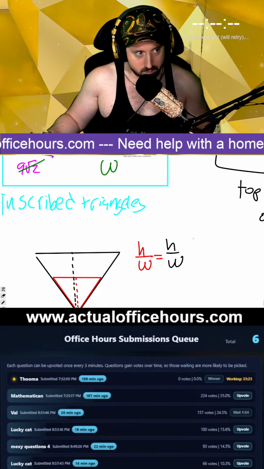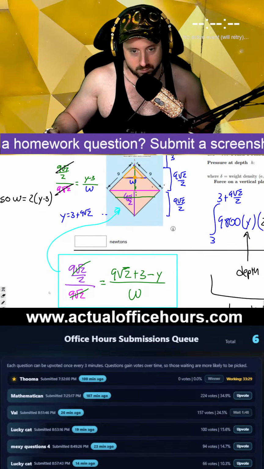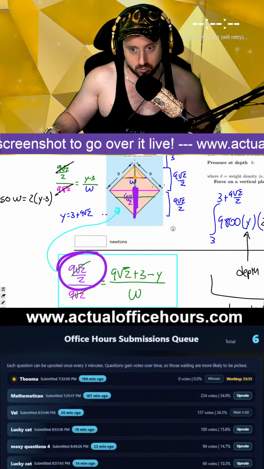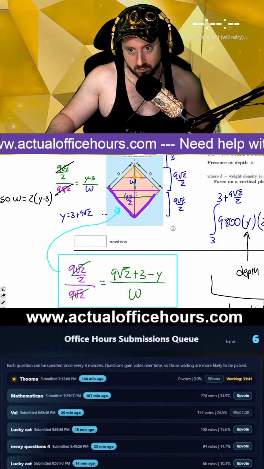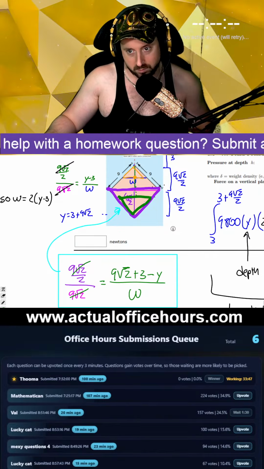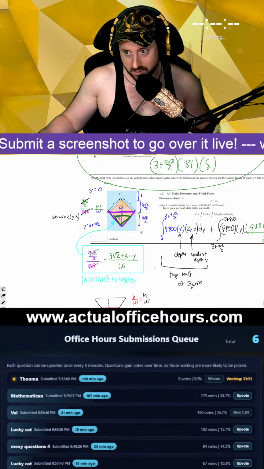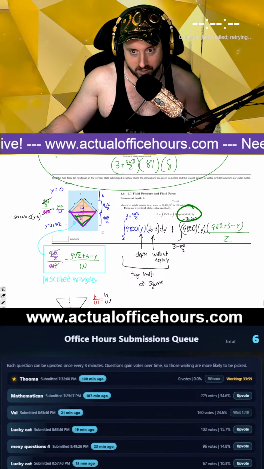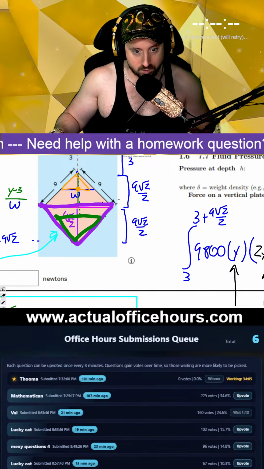And that's what I'm doing here. For the first one, the big triangle, the height is 9 root 2 over 2 and the width is 9 root 2. But then I need to figure out what about the inscribed triangle. The inscribed triangle has a width W, and that's the thing I need for my integral. I need the width as I go down of that triangle. So what's the height of this triangle? What's the height?